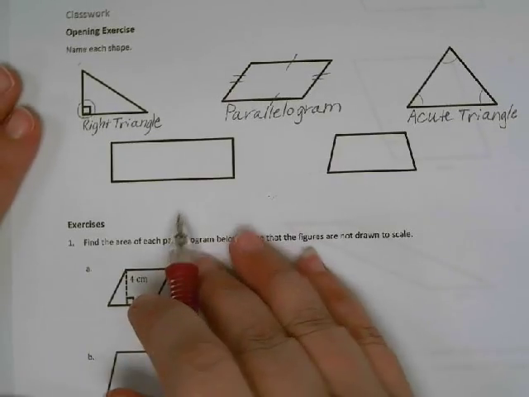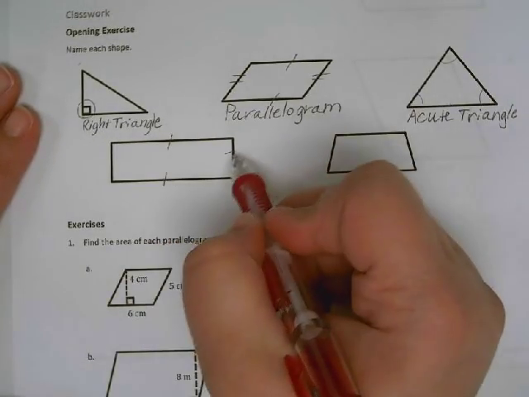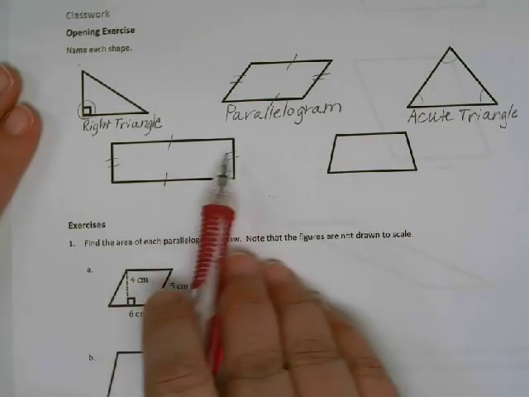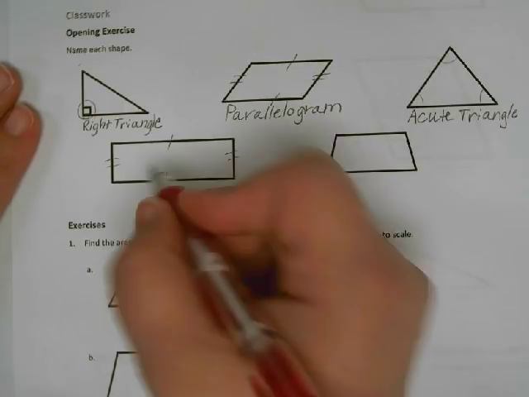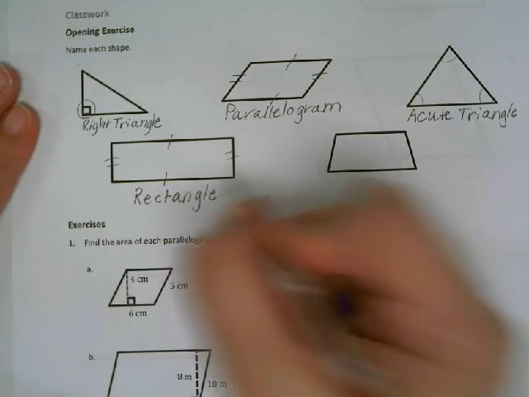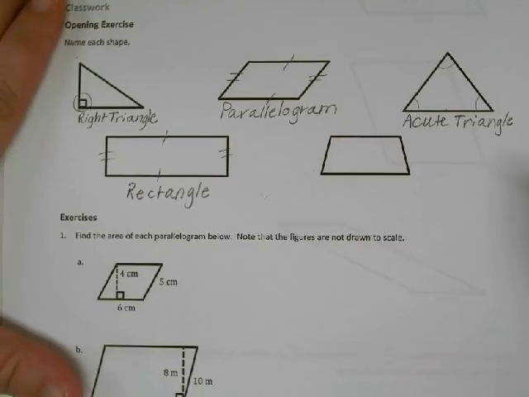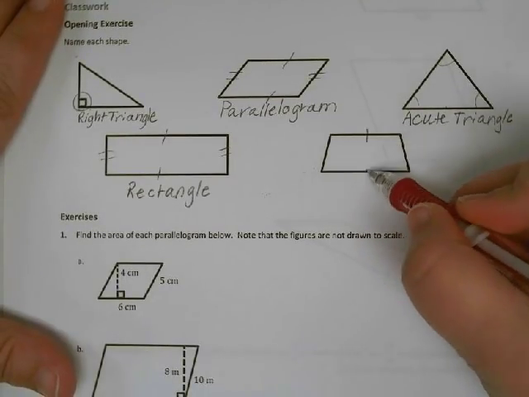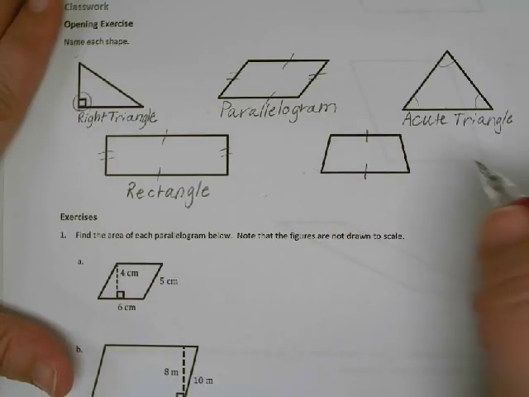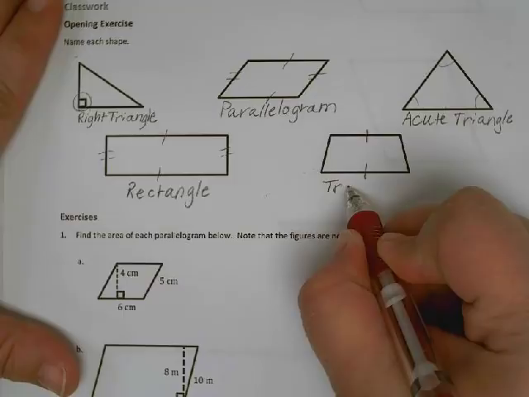The next shape has 2 sets of parallel lines, so I know it will be a parallelogram of some sort. And I can see that my opposite sides are the same length, so that indicates to me that this is a rectangle. And last but not least, this quadrilateral has 1 set of parallel lines, and it's a closed shape, making it a regular quadrilateral, and this is called a trapezoid.